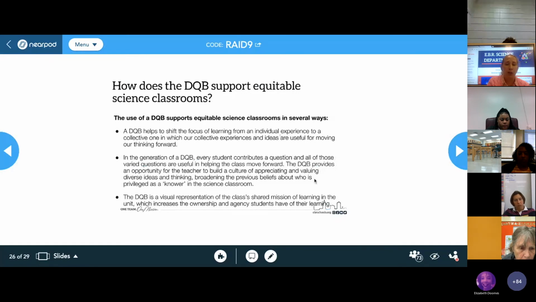Every student contributes questions, and all those questions are helpful. Now, of course, you're going to have some of the students have the same questions, and you only need to leave one up on the board, but every student contributes. And it's a visual representation. If the kids have a bucket and they can visually see what they have learned, they can visually see their knowledge mounting up when the sticky notes start making a pile in the little clear container.